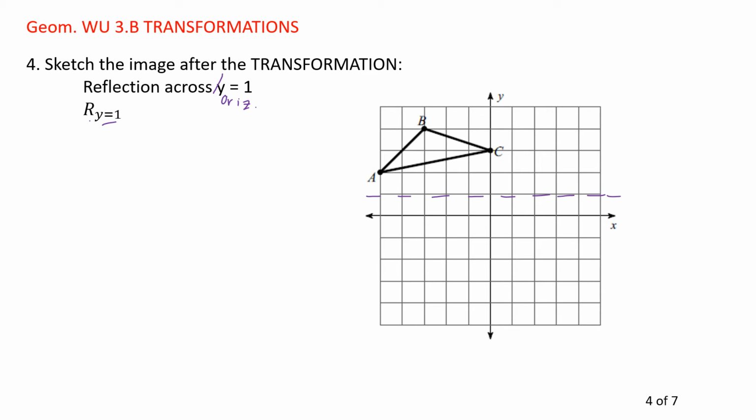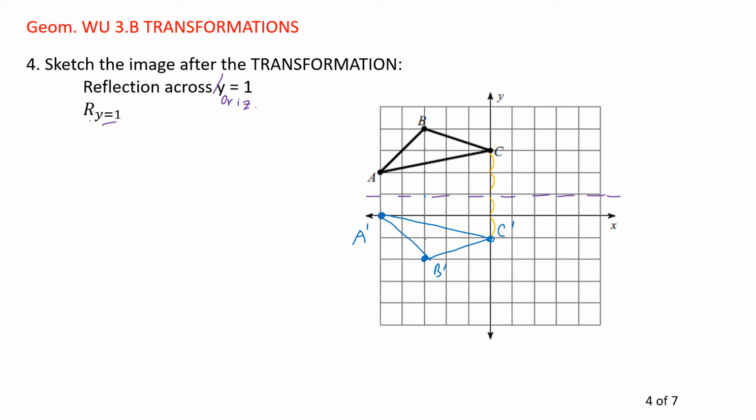Same thing, C is up 2, from the line of symmetry, I'm going to go down 2. Ignore the axes on these, ignore the x-axis. C prime is right here. Same thing with B. B is 3 units above. I'm going to go 3 units below the line of symmetry. A is 1 unit above. A prime will be 1 unit below the line of symmetry.